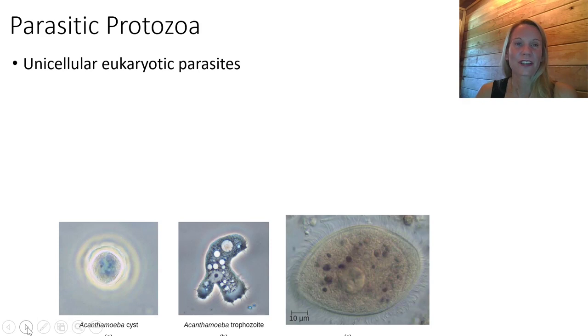So these are, of course, single-celled or unicellular eukaryotic parasites. They go by the name of protozoa. And that was a name that was coined by one of the very first scientists to see these under the microscope back in the 17th century. Protozoa means before animals. And the reason why the scientist gave these microbes the name protozoa is that he observed animal-like behavior in these single-celled organisms.